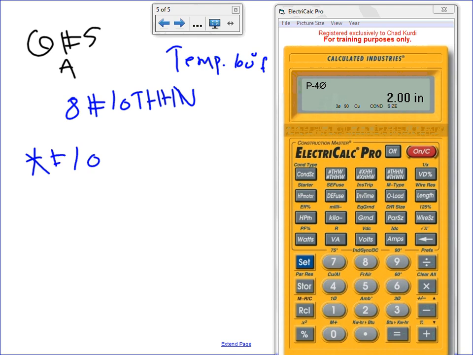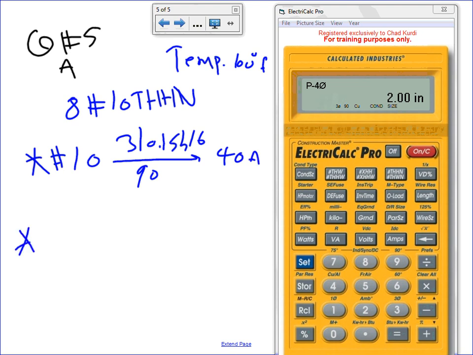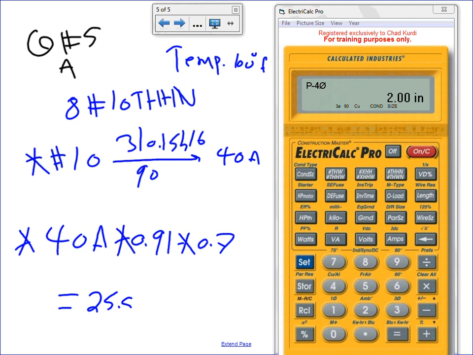So you take number 10, take it to 310.15(B)(16) under the 90 degree column. And if you went there, you'll find it's 40 amps. Then you take the second step: you take your 40 amps and apply the rating for temperature, 0.91, and the rating for conductor bundling, 0.7, and up it goes with 25.5 amps, give or take.